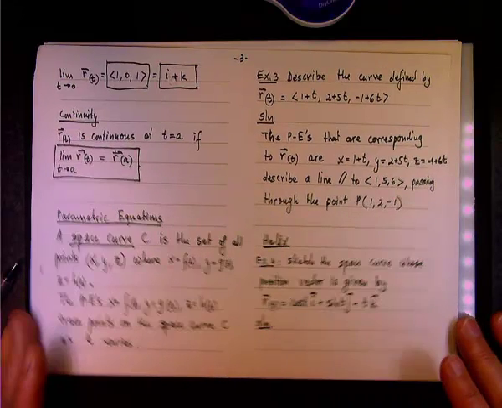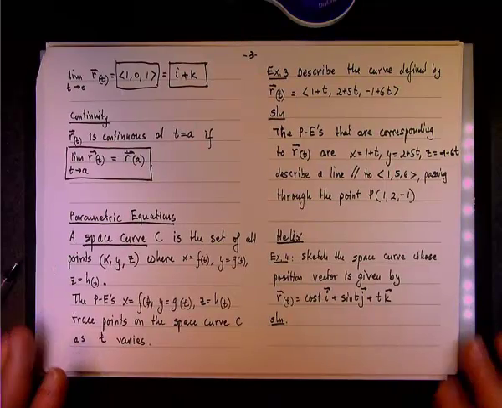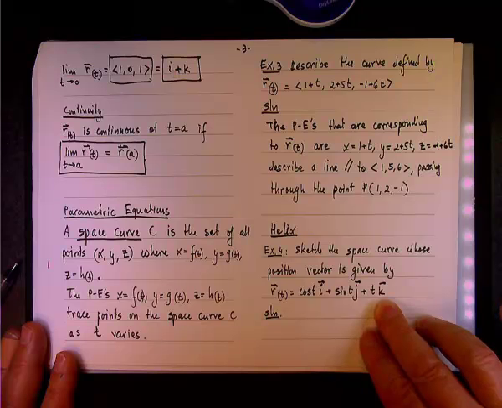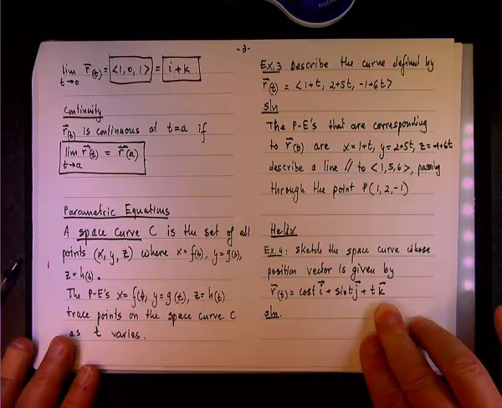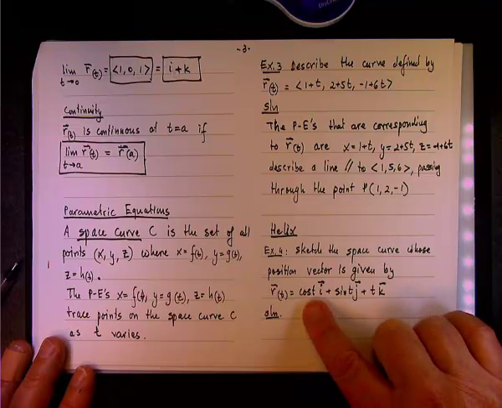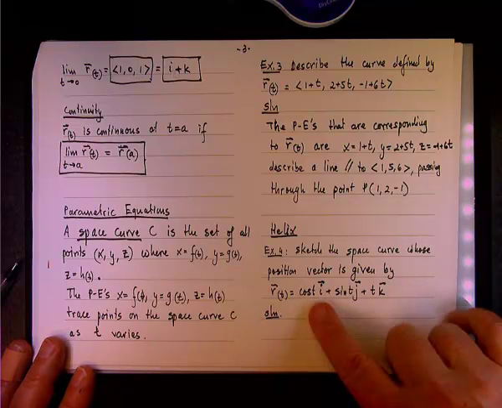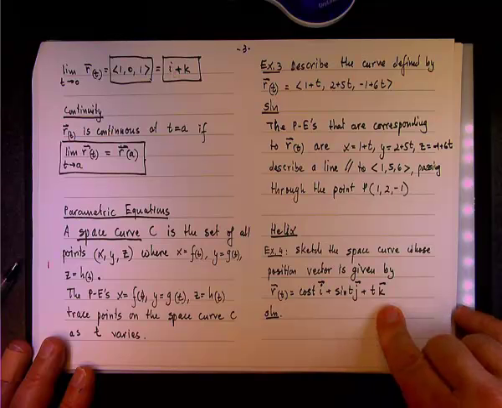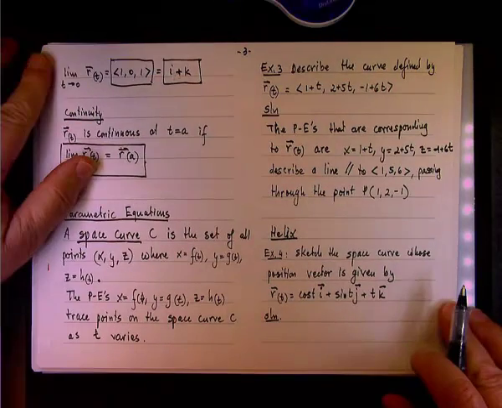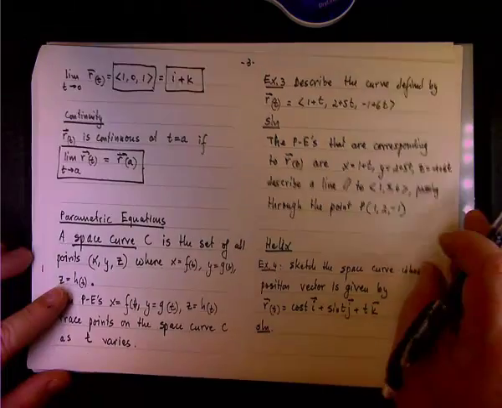For instance, if you let t go to 0, it means that z goes to 0. So you have the point, cosine of 0 is 1. You have the point 1, 0, 0, right? And so on.